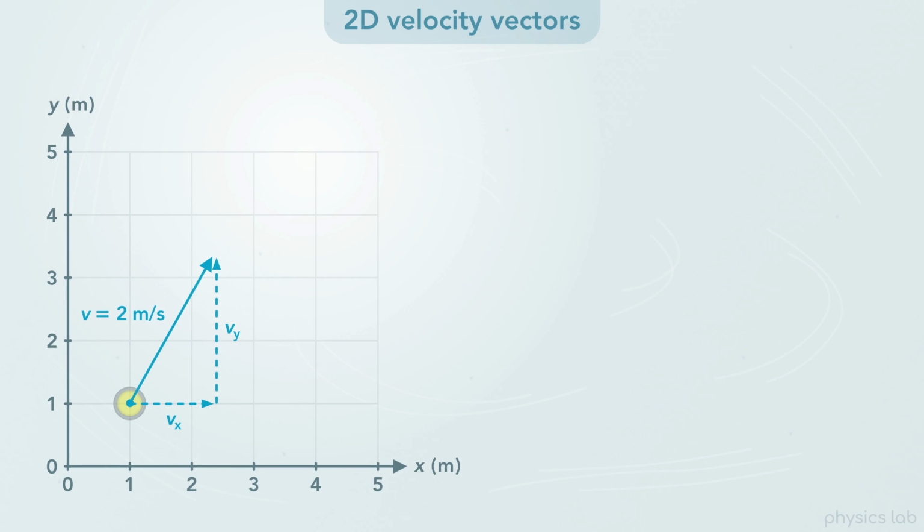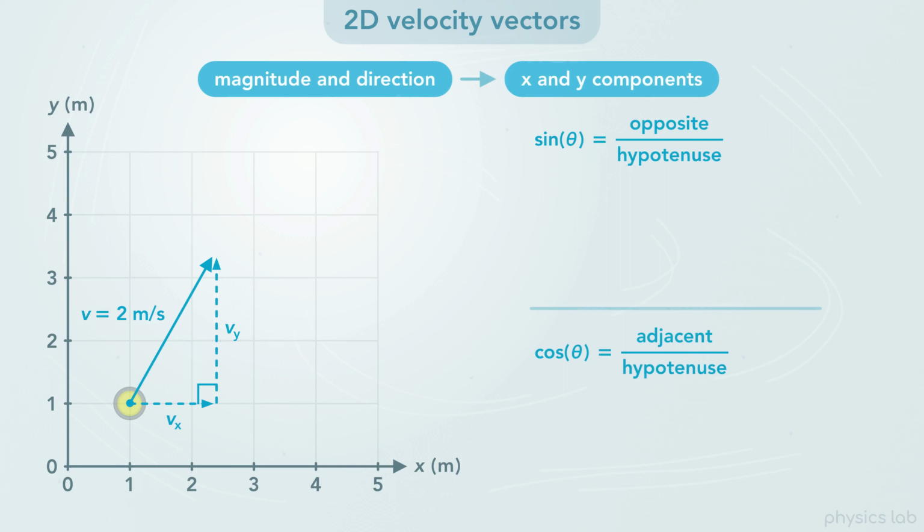We do the same thing that we did when we learned about displacement vectors and components. The vector v and its two components, Vx and Vy, form a right triangle, so we can use the trig functions to convert from the magnitude and direction into the x and y components. But we need to be given an angle, theta. In this case, theta is 60 degrees.